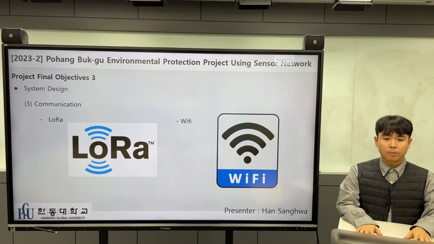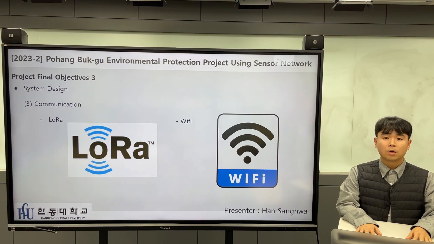Third, I will tell you about the network part. We will use LoRa or Wi-Fi for communication between sensor nodes. First, LoRa is a long distance and low power communication method. If there is no previously established network near the location of the sensor node, the LoRa network needs to be built. Second, a Wi-Fi connection can be another option. It is the case of Handong University and Yangdeok with a network built around. In this case, Wi-Fi is used through the ESP8266 module.